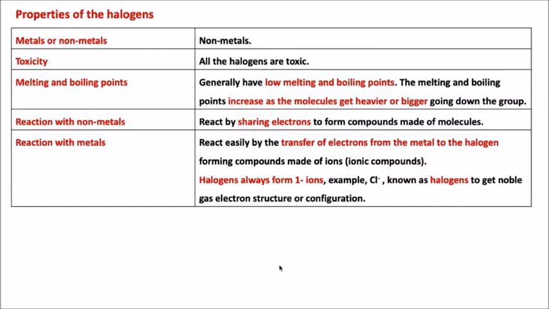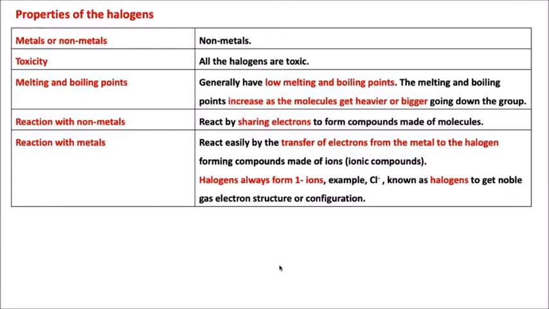So these are some of the properties of halogens. Number one, if you look on the left-hand side, I'm looking at what I'm considering. The right-hand side of the table describes its properties. So the first one is, are they metals or non-metals? The right-hand side gives you the answer. So it's a non-metal. So all halogens are non-metals. Number two, they are very toxic. Very, very toxic. All halogens are toxic.